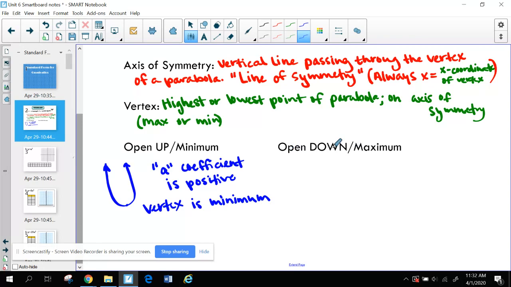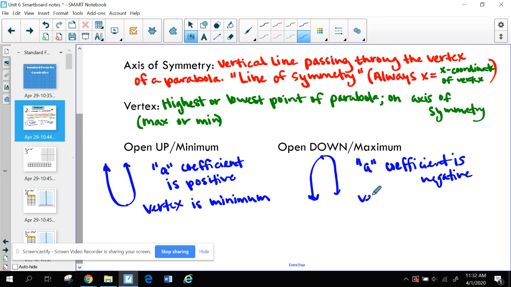Okay, that's compared to the idea of a parabola opening down. If a parabola opens down, then we know the a coefficient is negative. And we would say that the vertex up here is called a maximum. Okay, so a little bit of vocab to go through what each of these parts are called.